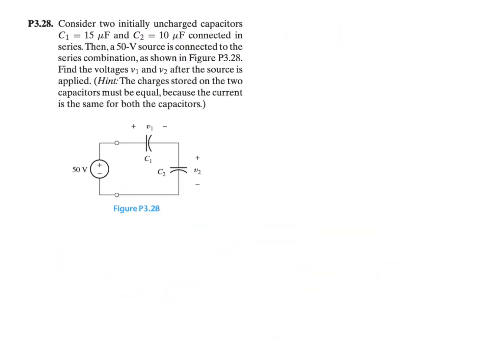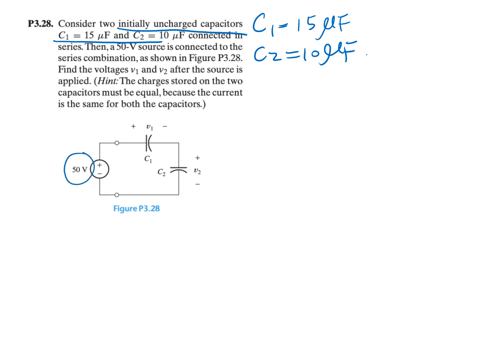Question P3.28. Consider two initially uncharged capacitors C1 and C2. We have C1 is equal to 50 microfarads, C2 is equal to 10 microfarads, and they are connected in series. We also have a voltage source with a voltage value of 50 volts, and all of these three are connected in series, as shown in this figure. So we need to find the voltage V1 and V2. V1 is the voltage across the capacitor C1. V2 is the voltage across C2.